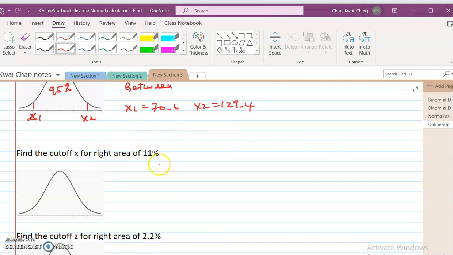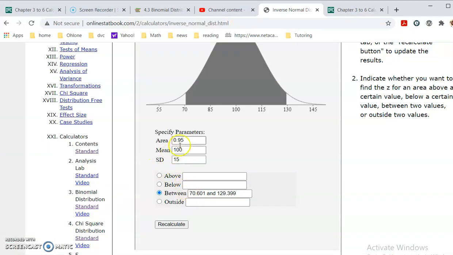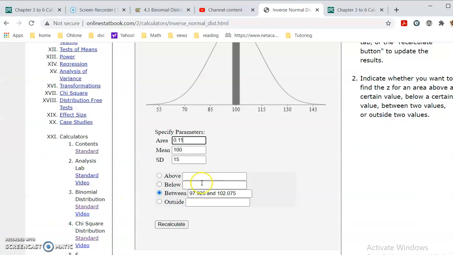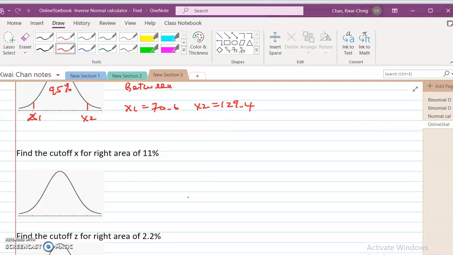The cutoff for the right area of 11%. So we would say area is 0.11. And then right would be on the high side, right? So it would be above, right? Then it is 118.4. So I can draw the picture first. So this is 0.11 and x is 118.4.